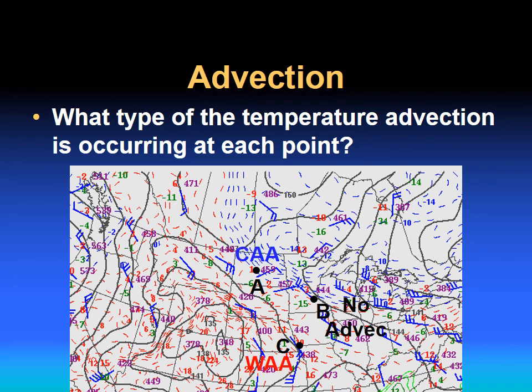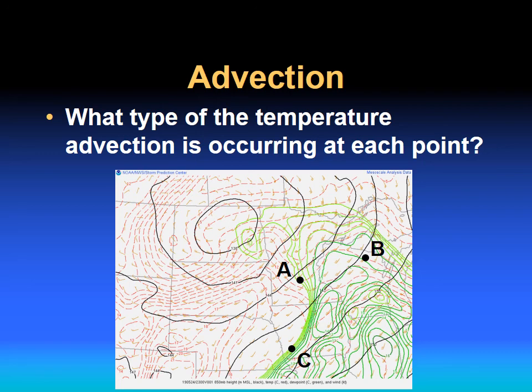At point A, the wind is blowing from cold air to warmer air across the gradient, almost at a 90-degree angle, so there's strong cold air advection at point A. At point B, you can see the lines, the isotherms, are pretty much parallel to the wind. The wind might just slightly be across it, but really there's not much advection going on there if the wind is not blowing across the gradient. And then at point C, the wind is blowing from warmer temperatures to colder temperatures across the gradient, and you can see there's strong warm air advection at point C.